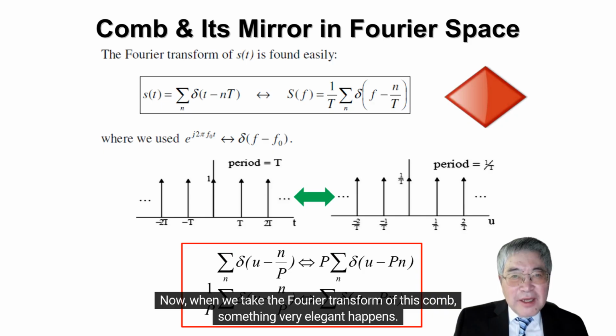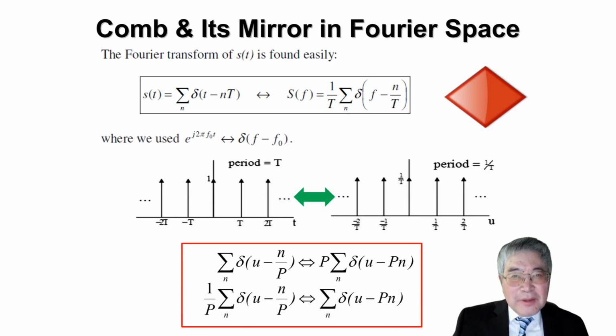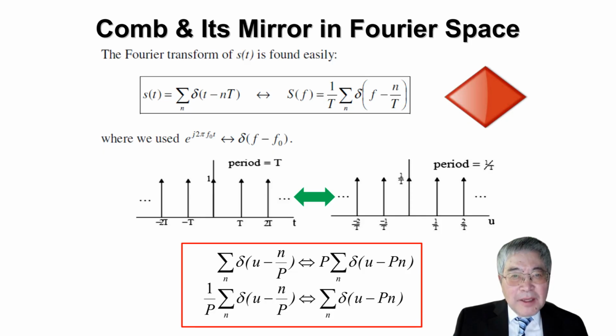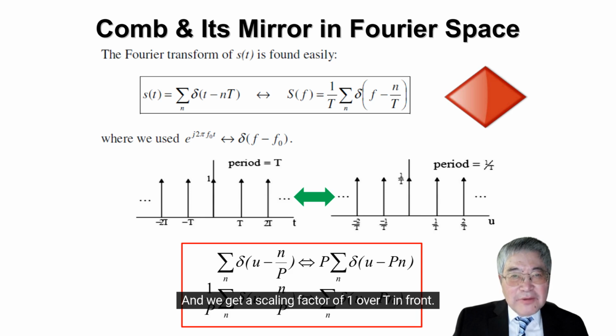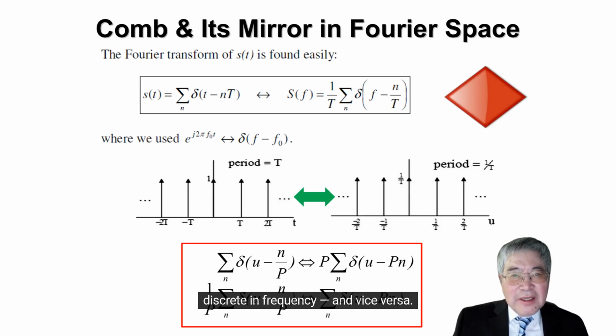Now, when we take the Fourier transform of this comb, something very elegant happens. It becomes another comb, but in the frequency domain. Specifically, the transform is S of f equals 1 over capital T times the sum over all n of delta of f minus n over capital T. So in words, a comb in time with spacing T becomes a comb in frequency with spacing 1 over T. And we get a scaling factor of 1 over T in front. This is a fundamental symmetry in Fourier analysis. When a signal is periodic in time, its spectrum is discrete in frequency, and vice versa.